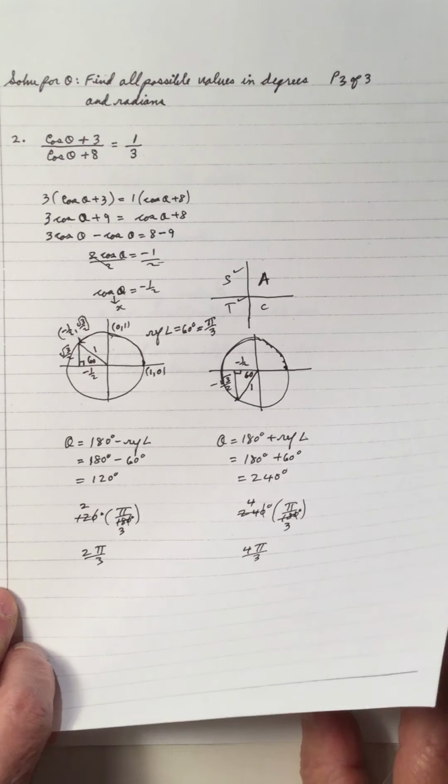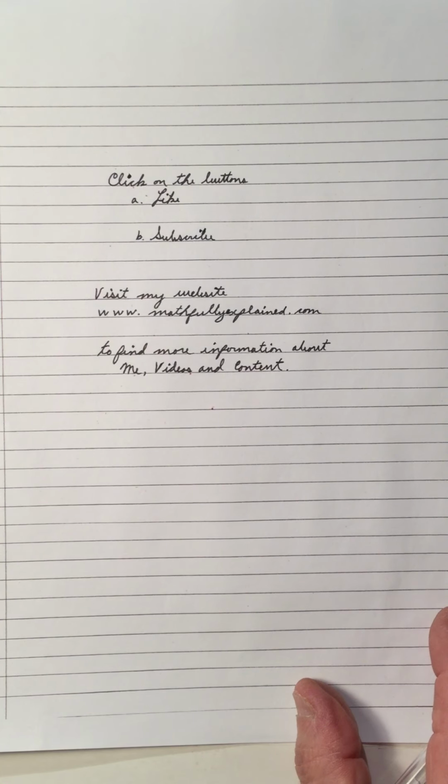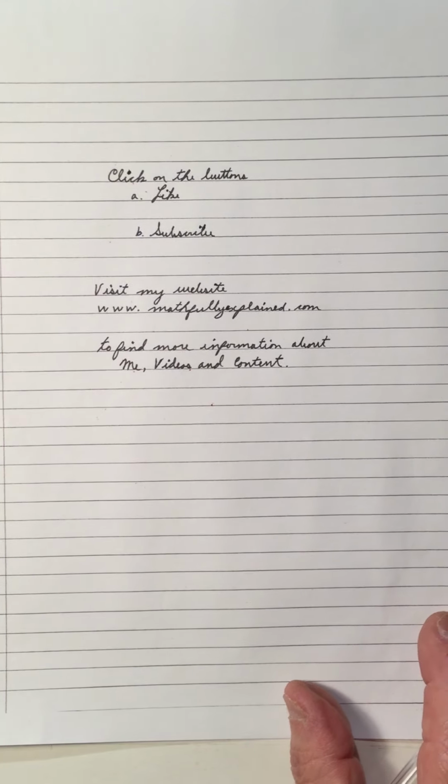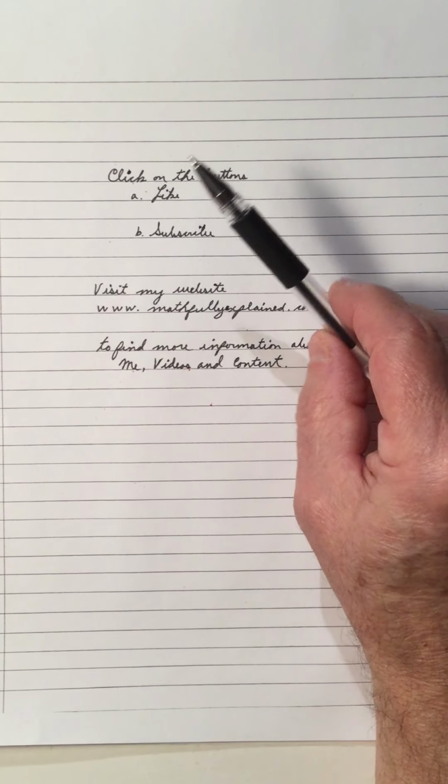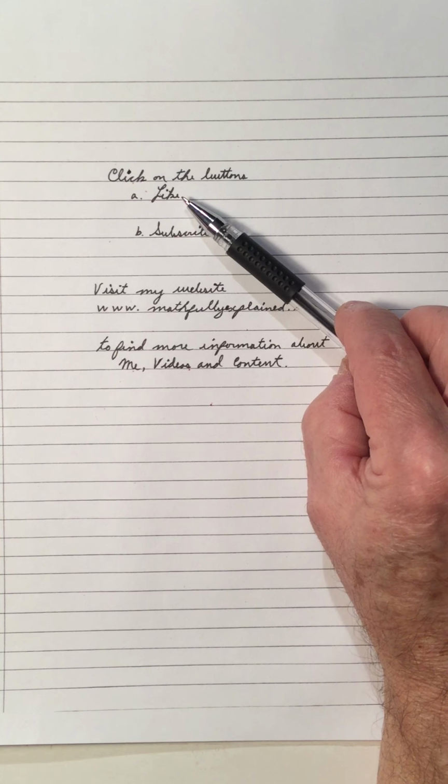So that brings us to the end of this video on solving for all possible values in degrees and radians with different types of equations. And I always add extra types of equations to keep you reviewing your math.